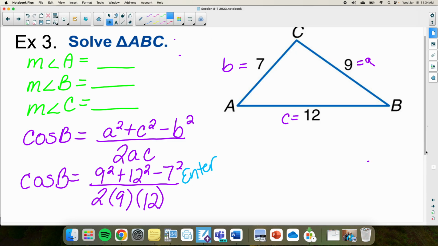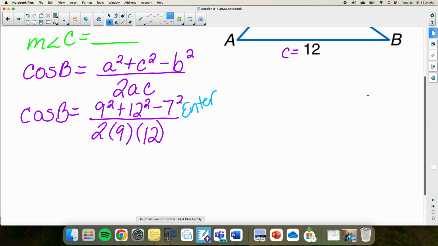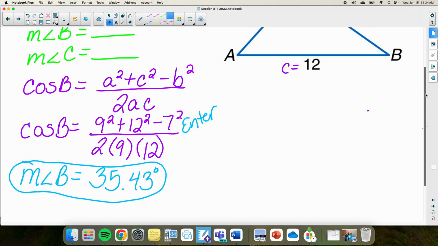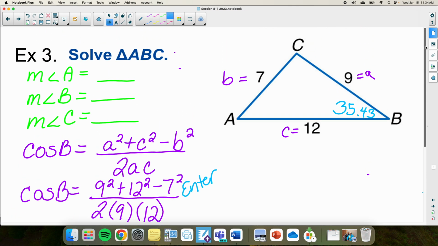I'm okay with you guys just going from this step to your answer. So the measure of angle B, what was that when we did it? 35.43. Okay, thank you. That's one answer. We're going to put that in our triangle, and we are going to put that over here.